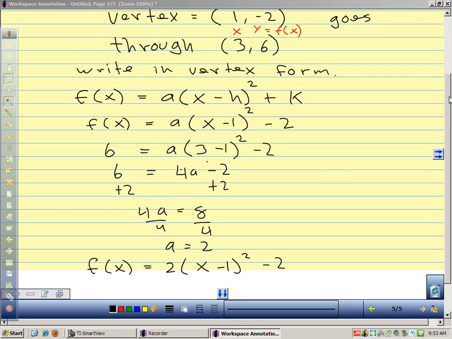Yes, Kelsey. Where did the 4a minus 2 part come from? When I plugged x equals 3 in here, 3 minus 1 is 2. 2 squared is 4. So I'm multiplying a by 4. And the minus 2 is just from this one. All right, questions on that? Okay.